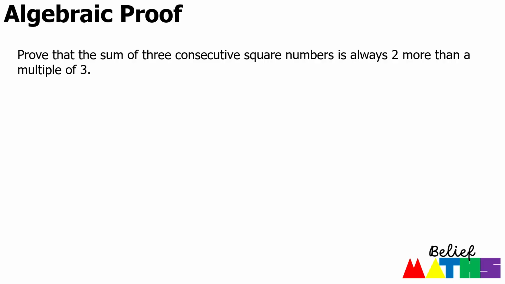Now, similarly in this question, we want to prove the sum of 3 consecutive square numbers is always 2 more than a multiple of 3. So again, we're going to look at our square numbers. The first one is n squared. The next one is (n plus 1) squared, because that's our next consecutive number, it's 1 more, and then (n plus 2) squared. And the sum just means to add all of those together.